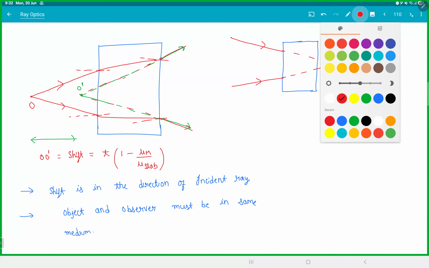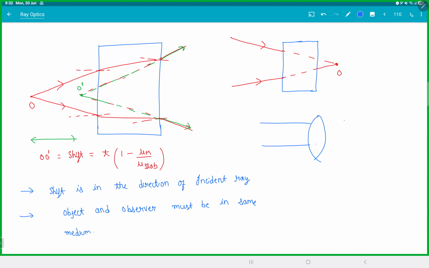Meaning the scenario was like this: you had a lens, the light rays are coming here, and they were supposed to meet at the focus or somewhere, but you brought a slab and placed it in the middle. So these light rays, instead of meeting here, will get diverged a bit. So these light rays will go somewhat like this, and they'll converge somewhere here, O dash. So this is the shift. Is this making sense? So when this formula is written, T into 1 minus mu m by mu slab, the shift will happen in the direction of the incident rays. Whichever direction the light rays are going, the image will form on that side.